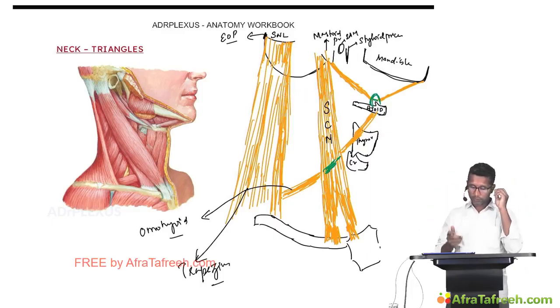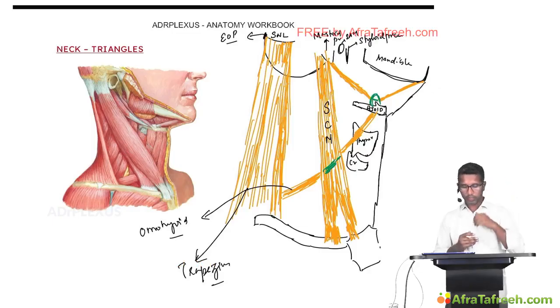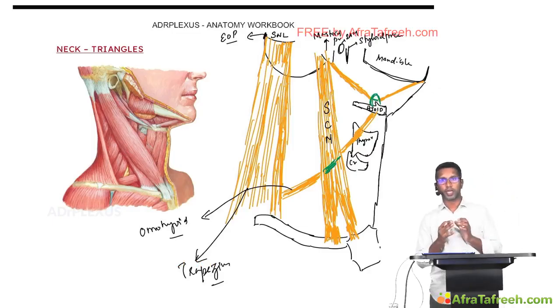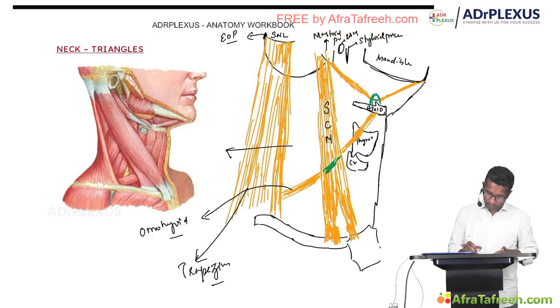Now if you see the neck, this is the midline of the neck. Now the entire neck is divided into various triangles. This triangle what you see here is called the occipital triangle.